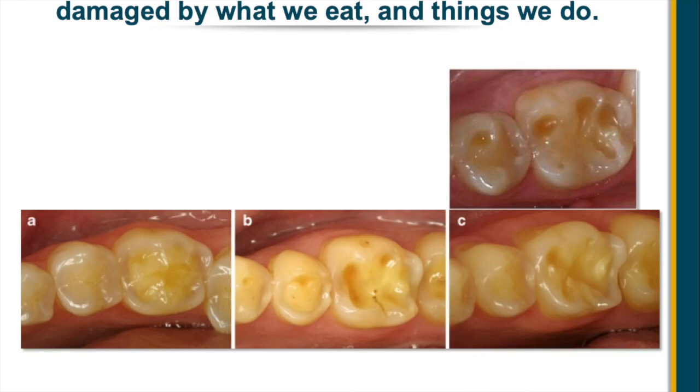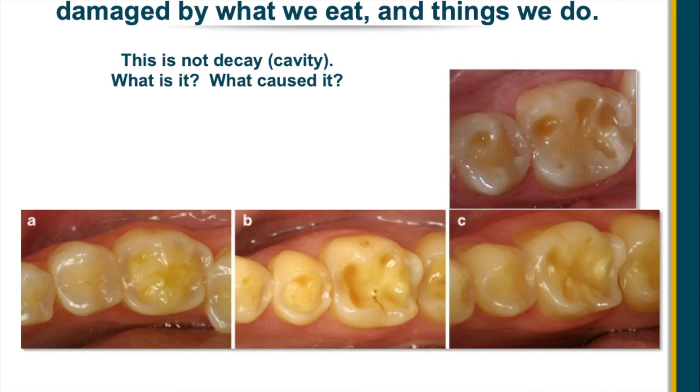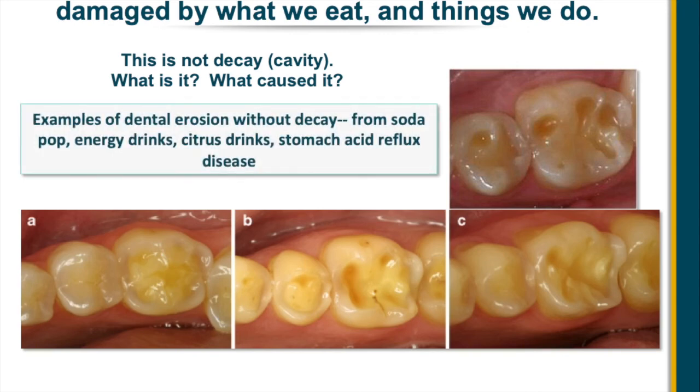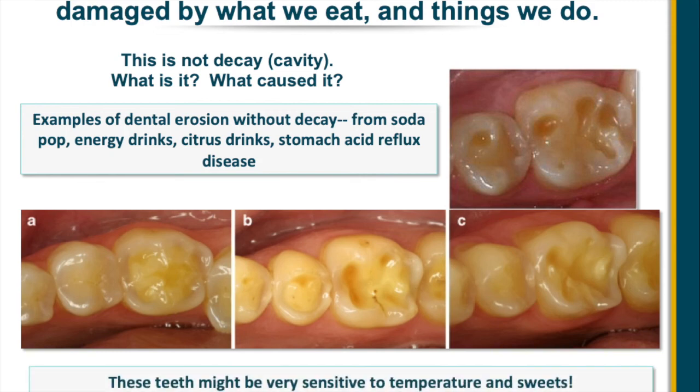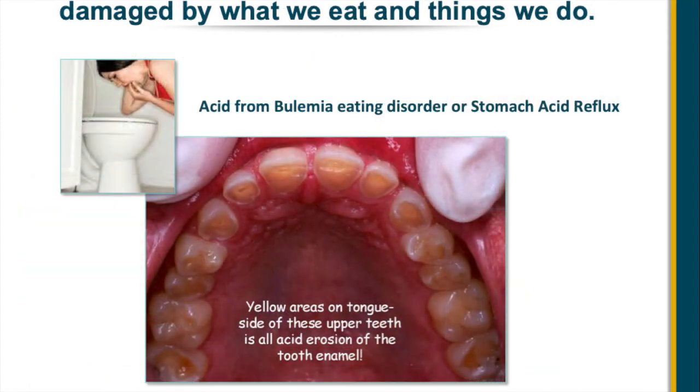So bulimia is an eating disorder where the patient vomits a lot, and so that stomach acid can eat the teeth. Some patients have severe heartburn, gastroesophageal reflux disease, where the stomach acid comes up into the mouth, and it can erode the teeth significantly too. So this isn't a cavity. Soda pop, energy drinks, and citrus drinks can do this too. I had a patient that drank a lot of grapefruit juice, and it caused a lot of damage to his enamel. And these teeth can be very sensitive to temperatures, sweets, and they're highly likely to get cavities in the future.